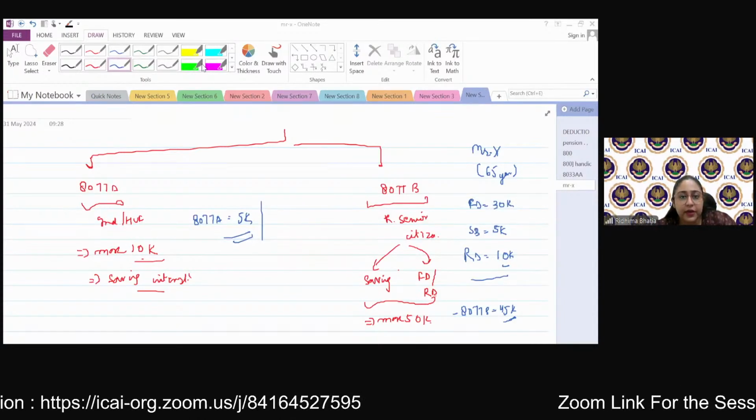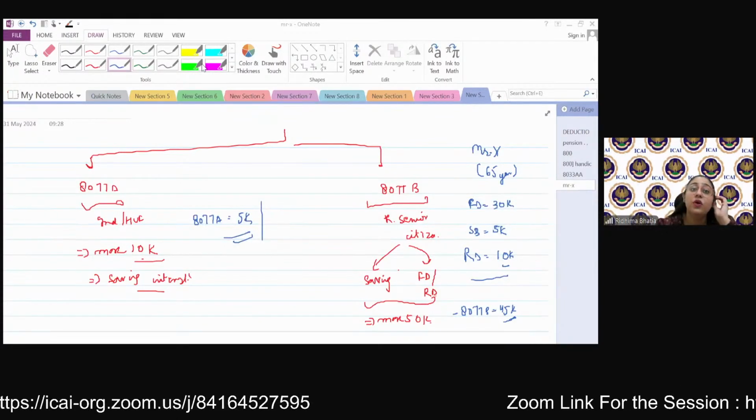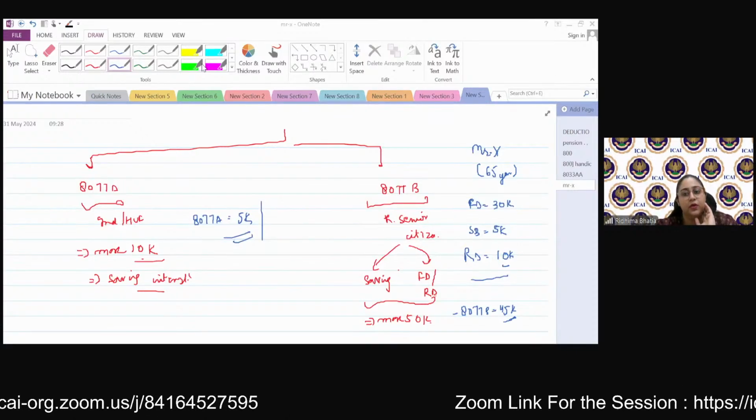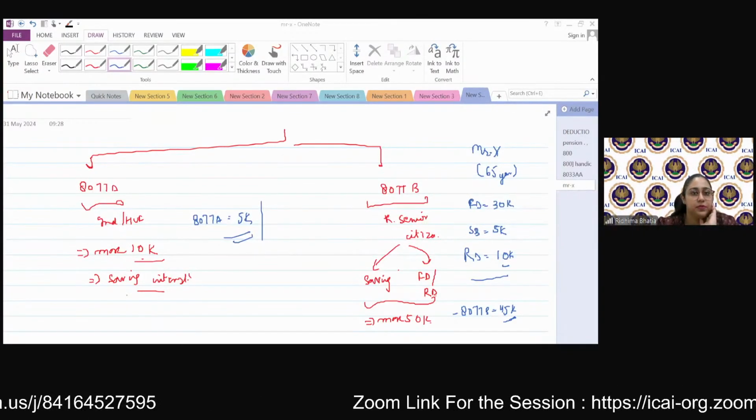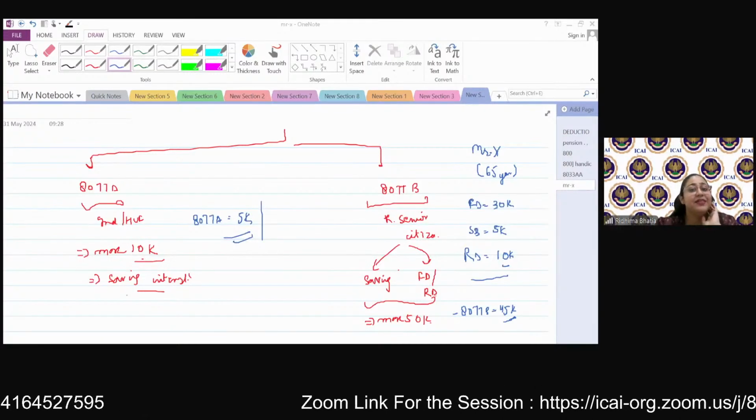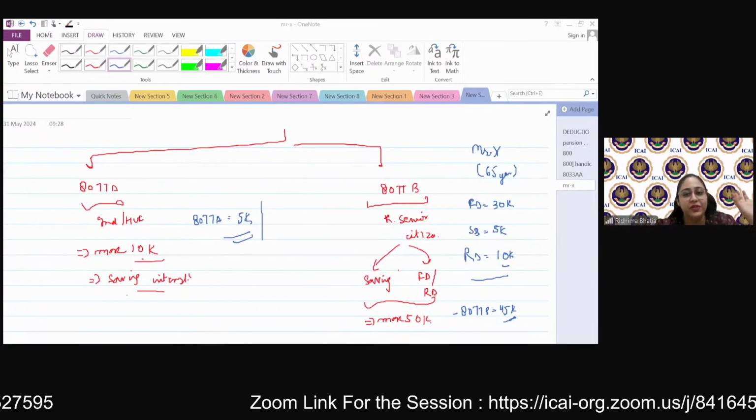Got it? Correct. FD interest deduction is not allowed for 80TTA. Only savings bank interest comes. And trust me, savings bank interest of 10,000 means that you have a good deposit maintained.